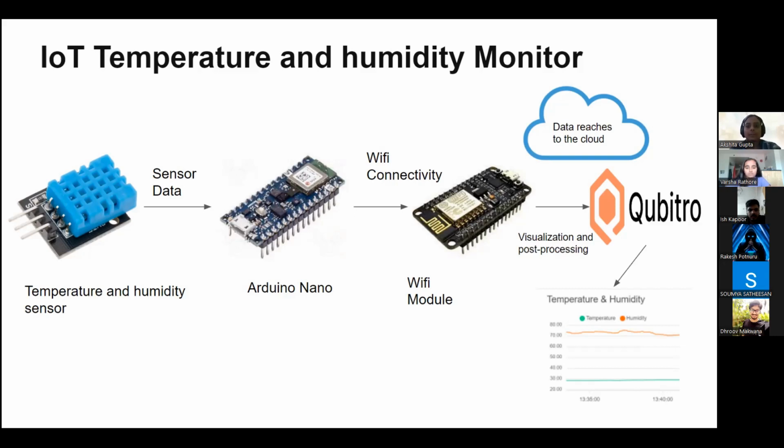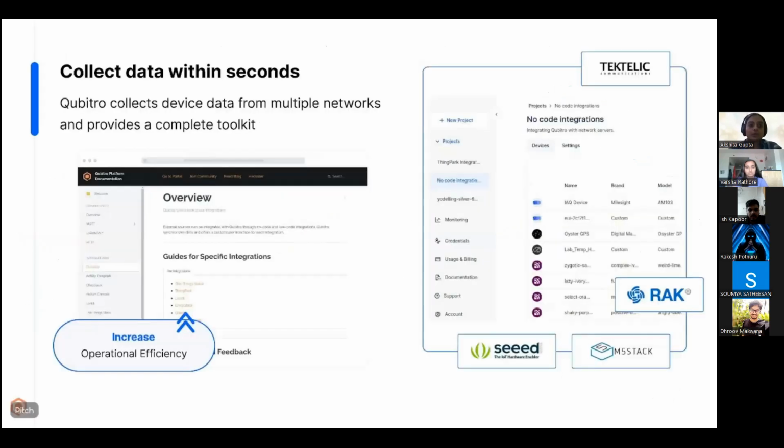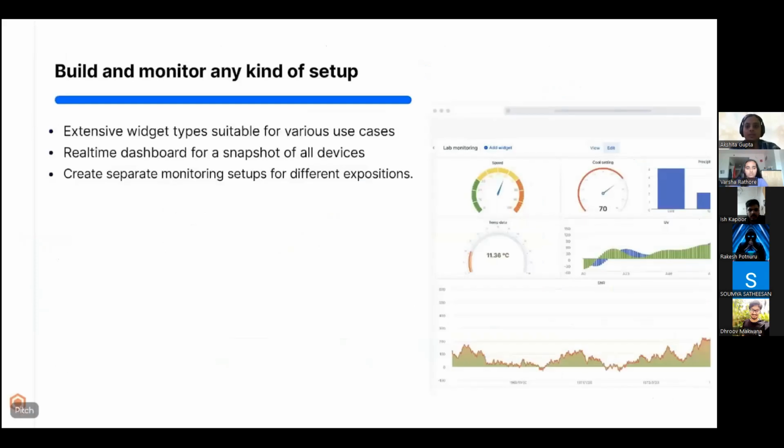Now the main action of Qubitro comes whenever the data reaches the cloud. Qubitro will post-process that data and you can do the visualization or analysis in the Qubitro platform. Like the sensor data that you have received from the temperature humidity sensor, you can analyze in the platform. Through Qubitro, you can collect data within seconds from multiple networks. It provides a complete toolkit with widgets and a real-time dashboard. Like you can see there are speed dashboards, temperature, any kind of sensor data. If you want to do analysis in real time, you can use Qubitro for that.